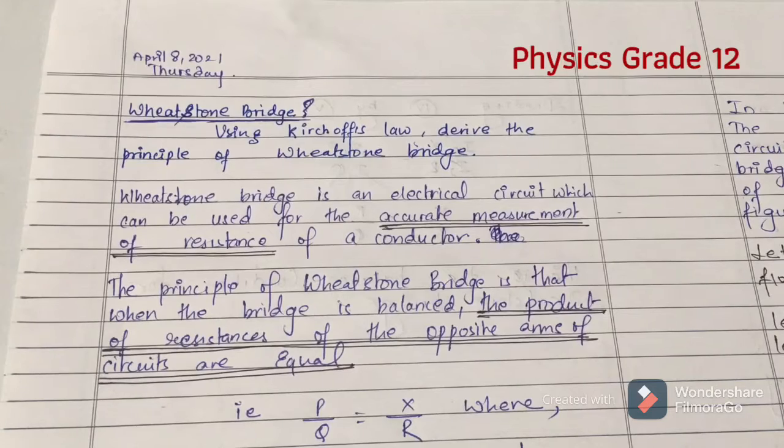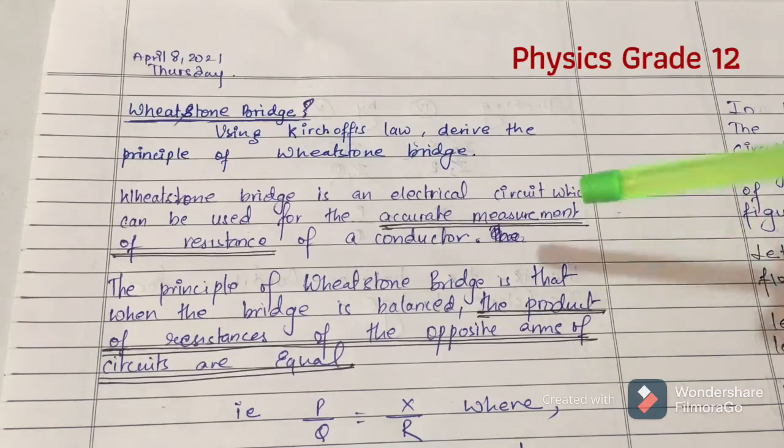Hello everyone, friends, today in this video we are talking about the Wheatstone bridge using Kirchhoff's law and deriving the principle of the Wheatstone bridge. First we need to understand what a Wheatstone bridge is. The Wheatstone bridge is an electrical circuit which can be used for the accurate measurement of the resistance of a conductor.